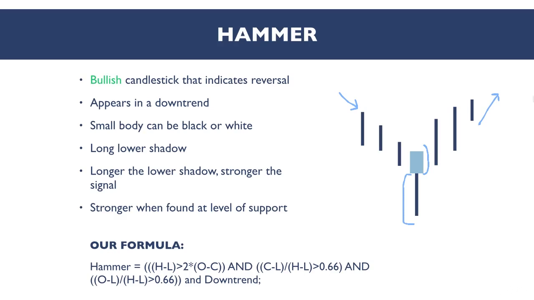The longer the lower shadow, the stronger the signal. So this pattern shows that sellers have taken the market down, but buyers have bought it back up and the market has finished near to where it started. So this indicates that momentum is slowing and a new uptrend may be about to take place. It also suggests the market may be hammering out a bottom.